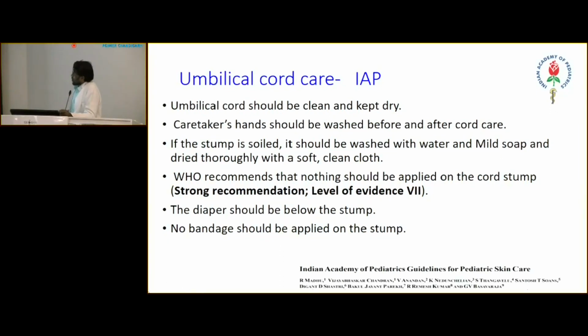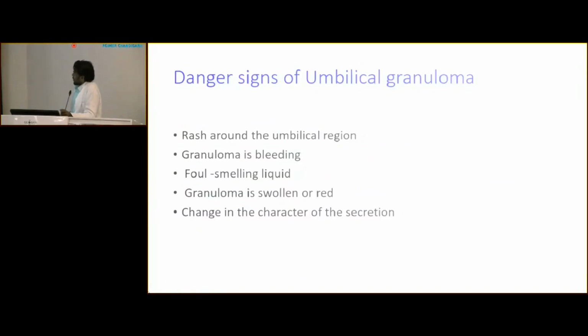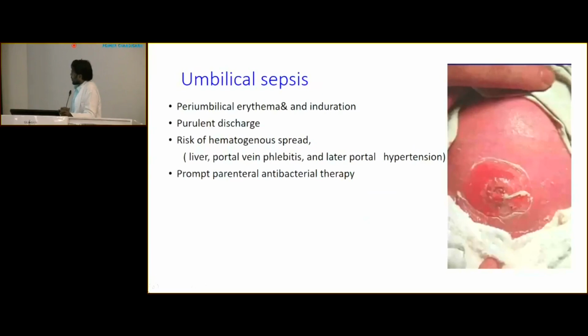Danger signs for umbilical granuloma would be a rash around the region, a bleeding granuloma, foul-smelling discharge, swelling and redness, or a change in the character of the secretion. And this is an image of omphalitis. If at all umbilical sepsis has happened, beware. This is a neonatal emergency because of the high risk of septicemia.